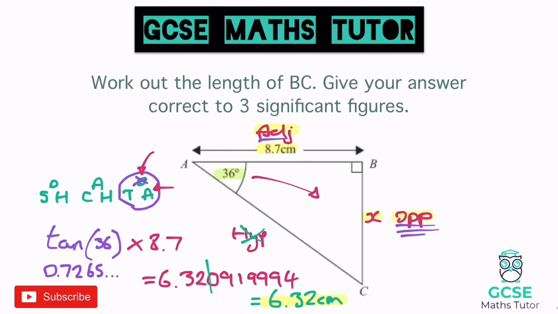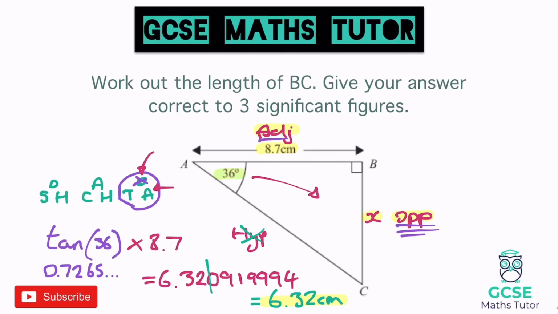We only labelled the 2 that we needed, one that was given to us and one that we were looking for. Then we picked out of our 3 formula triangles, which you do have to know off by heart, which one had those 2 letters in. So it was the O and the A, which had tan in, which was in the tan triangle.